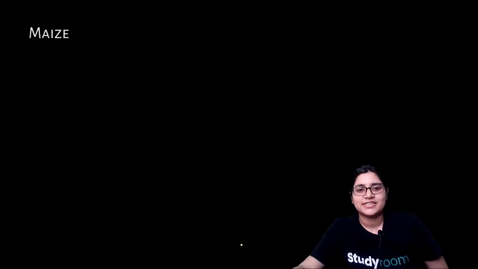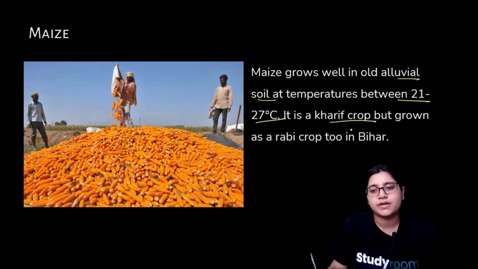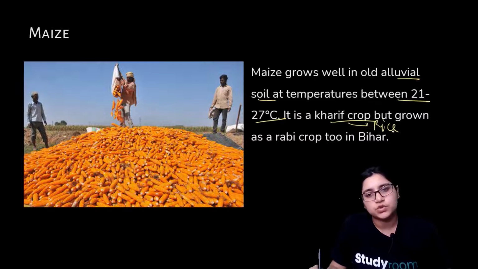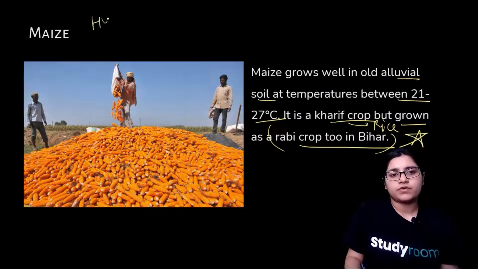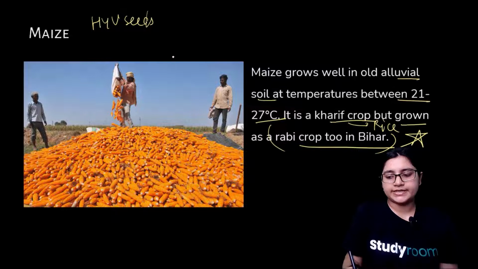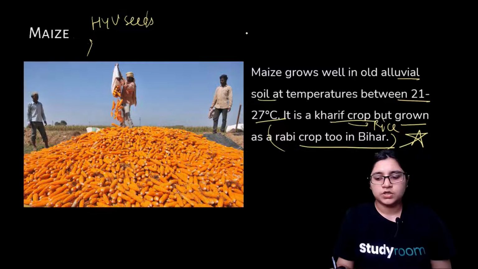Alright. Then there is maize. Maize is grown well in old alluvial soil at temperatures between 21 to 27 degrees Celsius. It is a kharif crop. You all should remember rice is also a kharif crop. Maize is also a kharif crop, but it is grown as a rabi crop too in Bihar. That is its speciality. These crops are grown with HYV seeds, that is high yielding variety seeds. Specifically, maize is grown in Kerala, Karnataka, MP, UP, Bihar and Telangana.